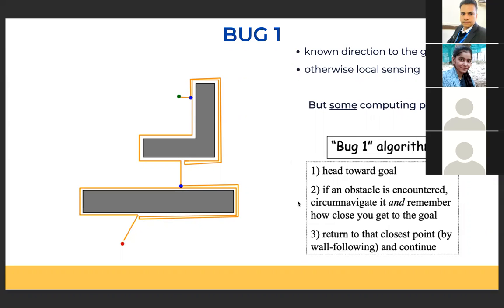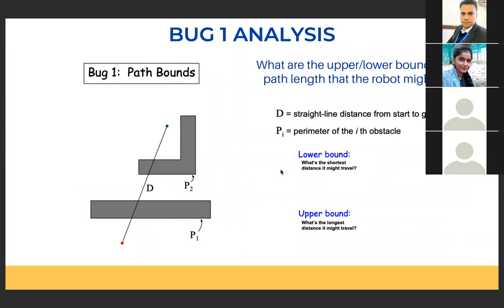Summarizing what Bug 1 does, it starts from here. If an obstacle is encountered, you circumnavigate it. You circle the entire obstacle. You store the location of each point that you have visited in an array. Then from that array, you determine the location from which the goal location is the shortest distance. Then you go to that location, then you move towards the goal, and so on. So this is the Bug 1 algorithm.